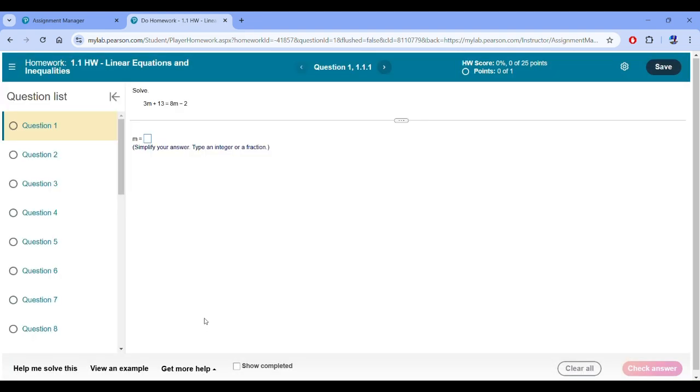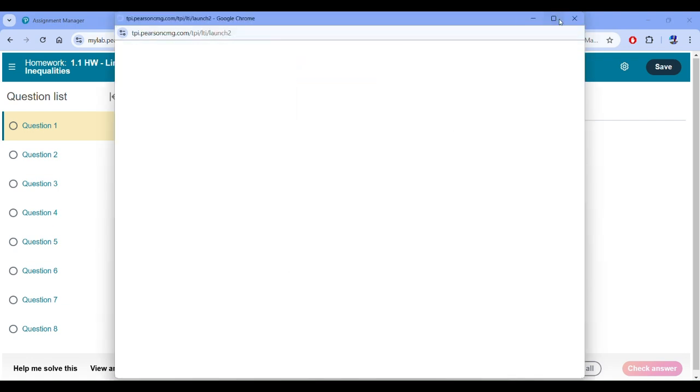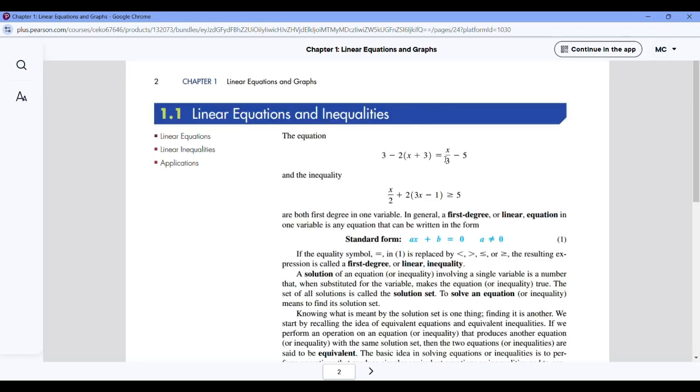For the first homework question, what I like to do first is go to more help and view the textbook. The textbook will open up, and we can see what they want us to understand. I'm going to go through this with a little bit of speed because I think this is pretty self-explanatory: linear equations and inequalities. First, you need to put it in standard form.